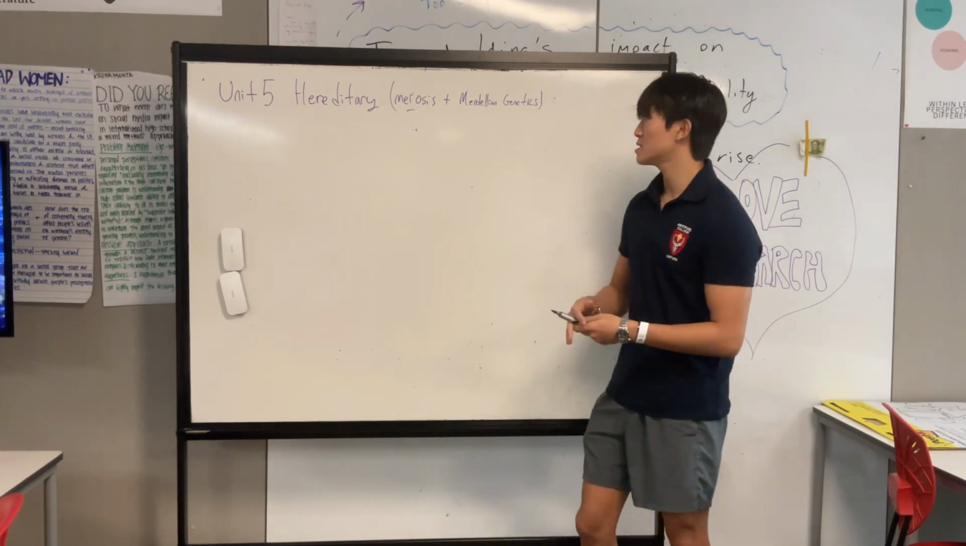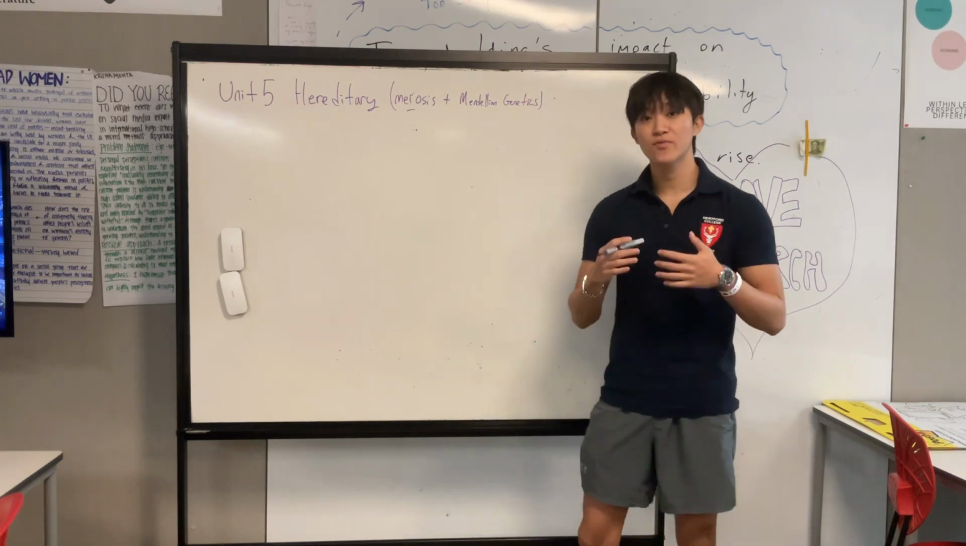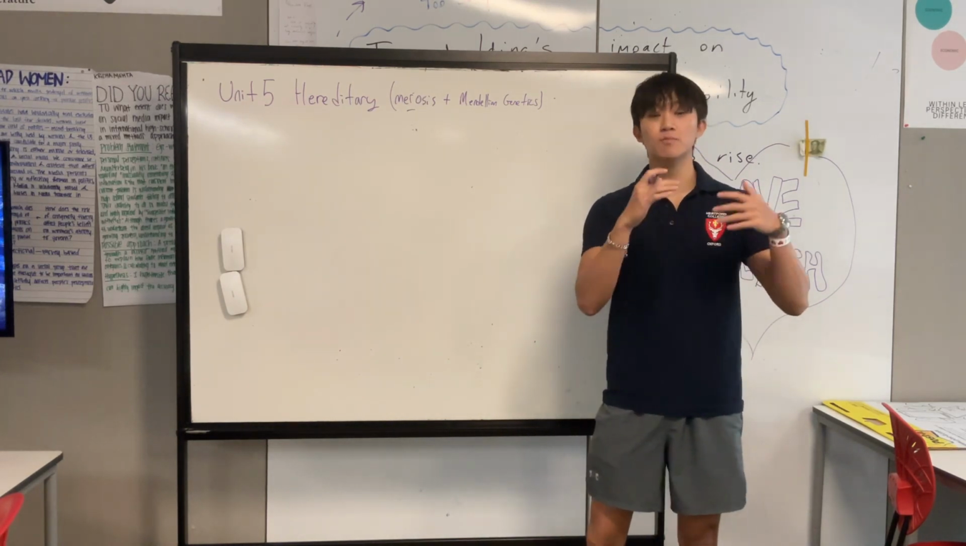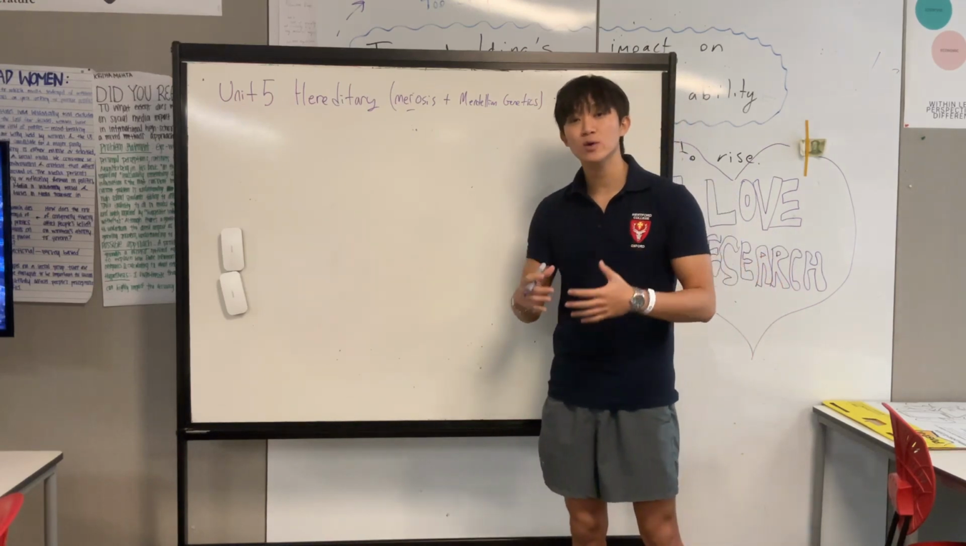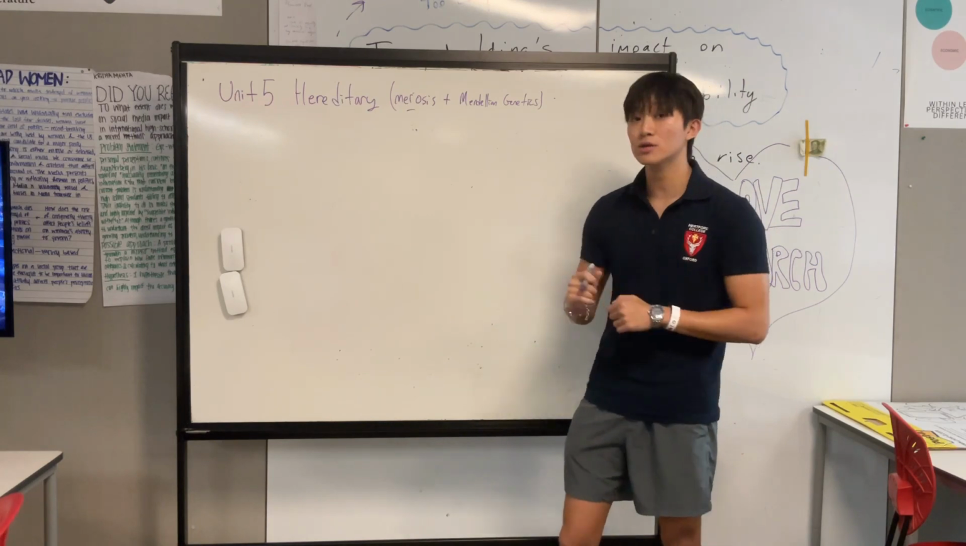Now 5th unit is about meiosis and Mendelian genetics. Now let's first talk about meiosis. Before we talk about meiosis, we have to know what mitosis is, which I explained in the previous video. Now mitosis and meiosis are very similar, but they're slightly different, and I'll explain how they're different, okay?